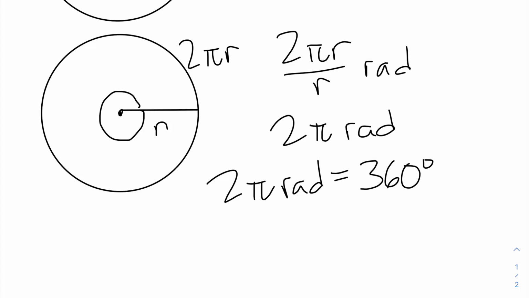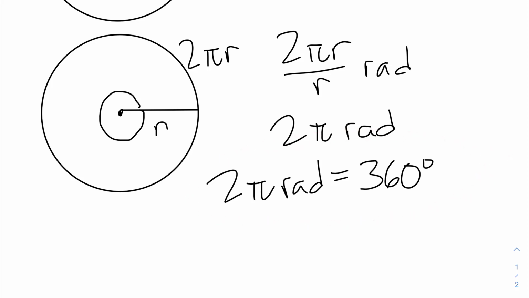In the last video, we learned about radians and how they can be used to measure an angle. And at the end, we found out that 2 pi radians is equal to 360 degrees. So in this video, we're going to use this fact to find out how we can switch between radians and degrees. So let's take a look at this equation right here.